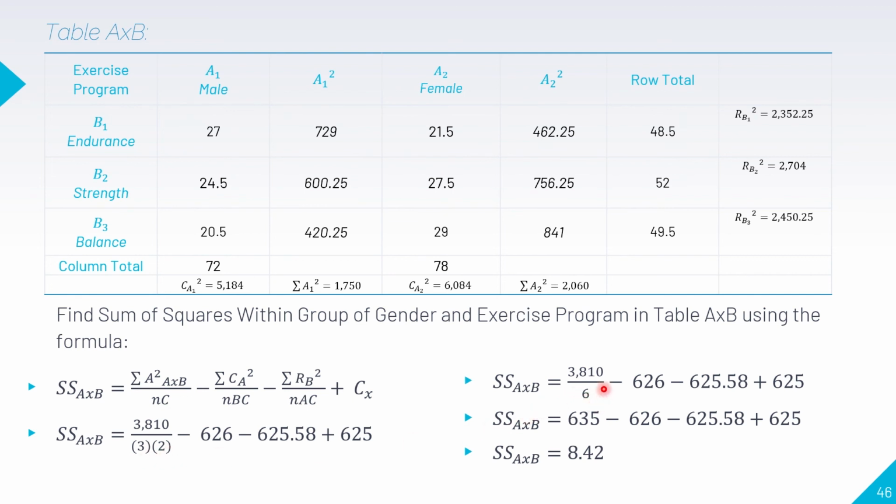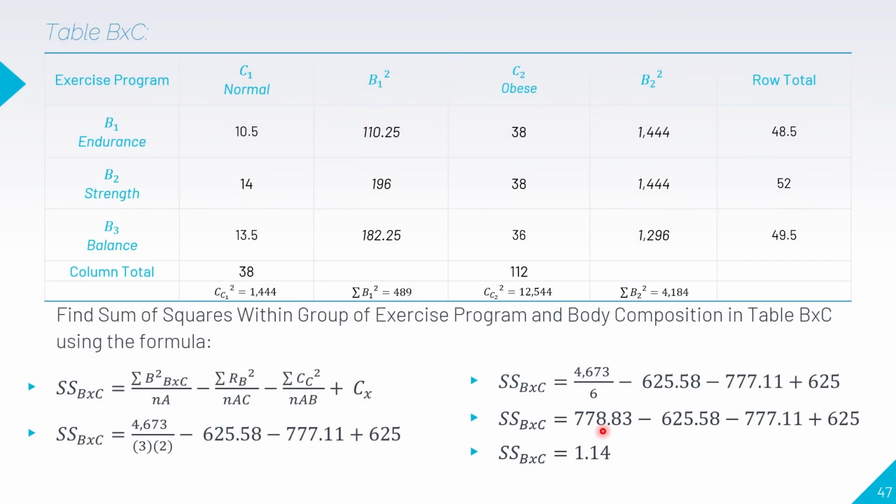So we have 6. The values of this, as I've said earlier, we already computed, so we can put them here. Now we have 3,810 divided by 6, which is 635. So 635 minus 625.58 plus 625 as our CX. We now have the summation of squares in our AB equals 8.42.